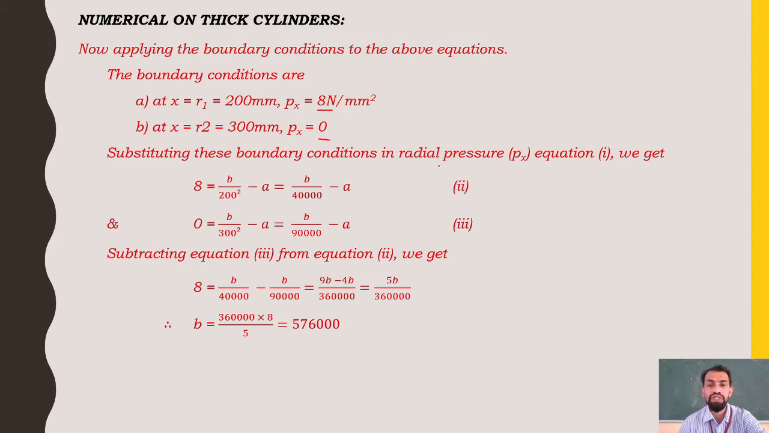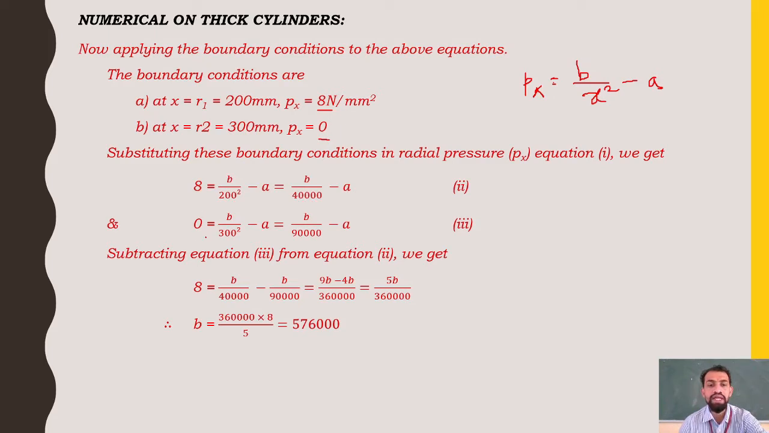Substituting these boundary conditions in the radial pressure Px in equation number 1, we get 8 equals B by 200 square minus A. So what is this 8? 8 is the Px value. We are substituting it in this equation, Px equals B divided by x square minus A. So B by square of 200, which is 40,000, minus A.